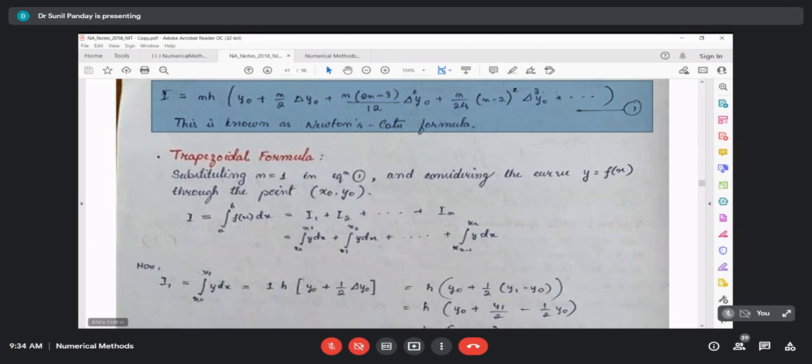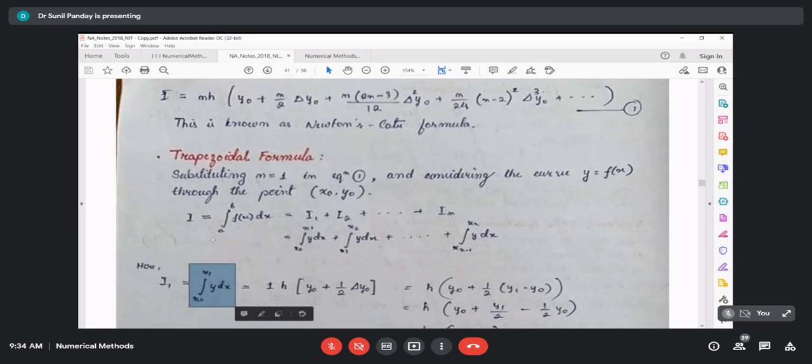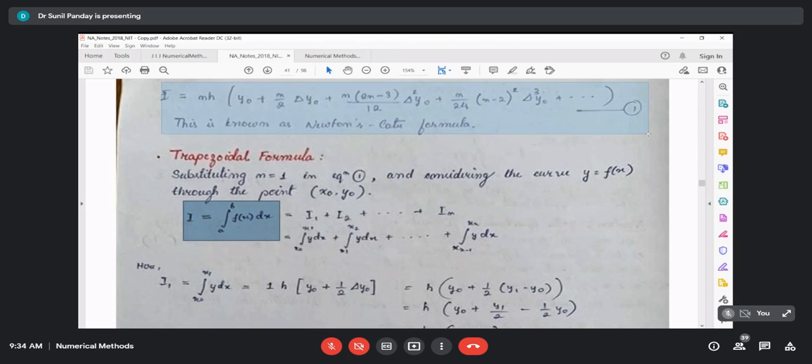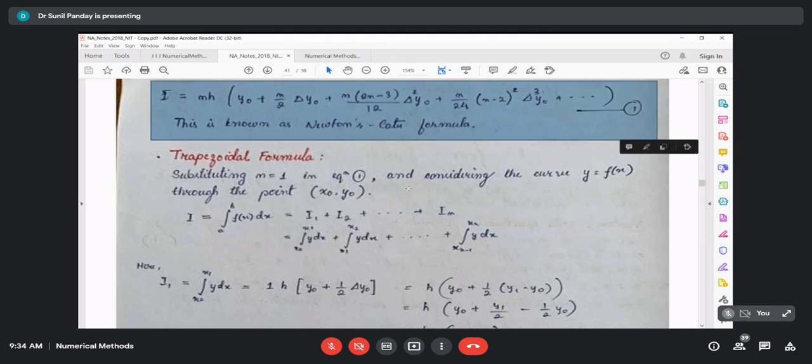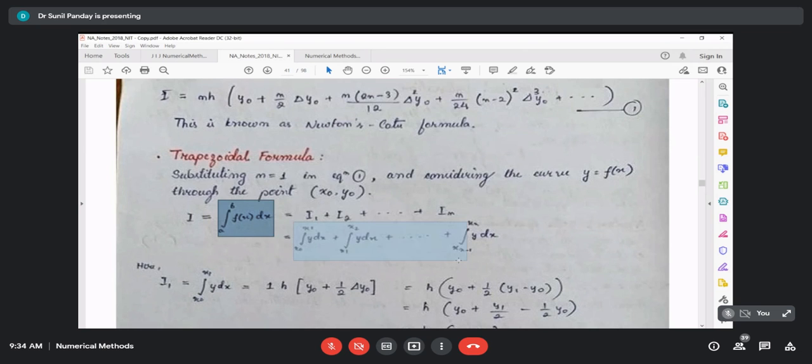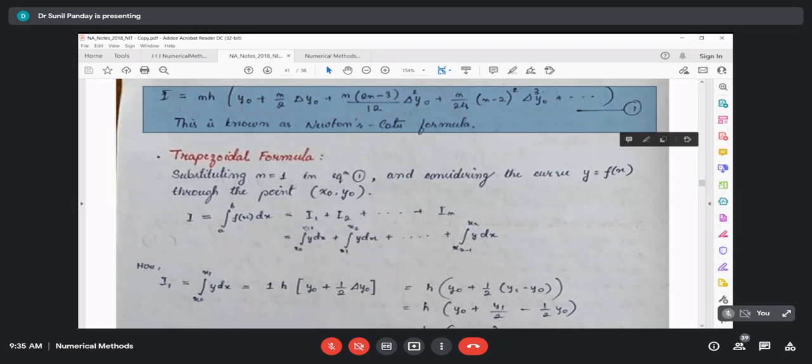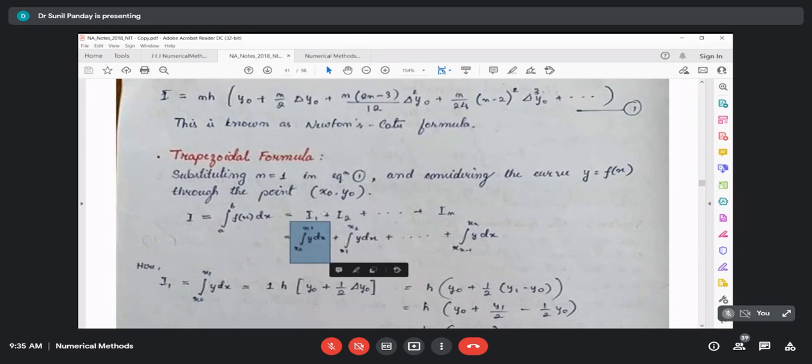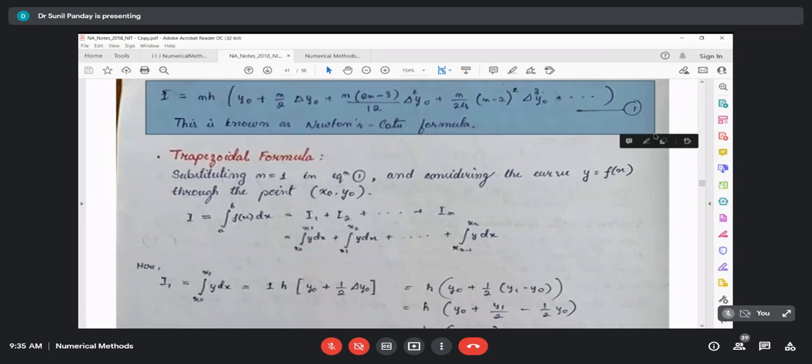You have to think like this: I am not approximating this integral directly using the Newton quadrature formula. What I am doing is splitting this interval into n subintervals, and then each subinterval I am approximating using this Newton-Cotes quadrature formula. So this subinterval I am approximating using the Newton-Cotes quadrature formula.